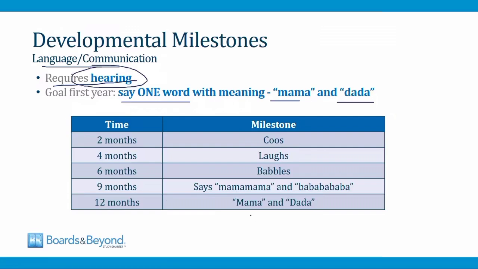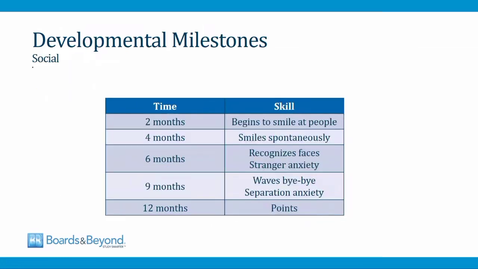So if you know that the goal at 1 year of development is to be able to say mama and dada, then it's easy to remember that the milestones before 1 year are all steps along the way to saying mama and dada. So a 2-month-old baby can coo, a 4-month-old baby laughs, a 6-month-old baby will begin to babble, and then a 9-month-old baby will say words like ma ma ma and ba ba ba, but they don't have any meaning. And then finally, around 1 year of age is when babies will start to say things like mama and dada with meaning.